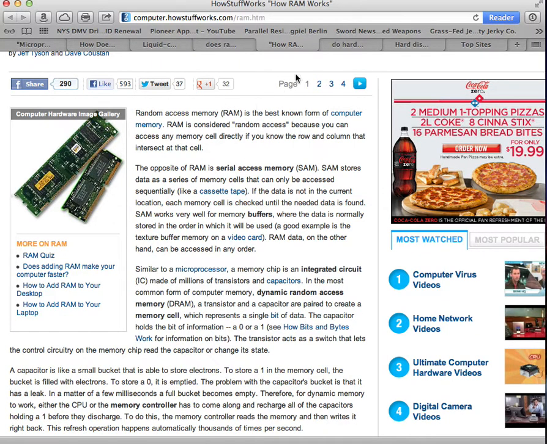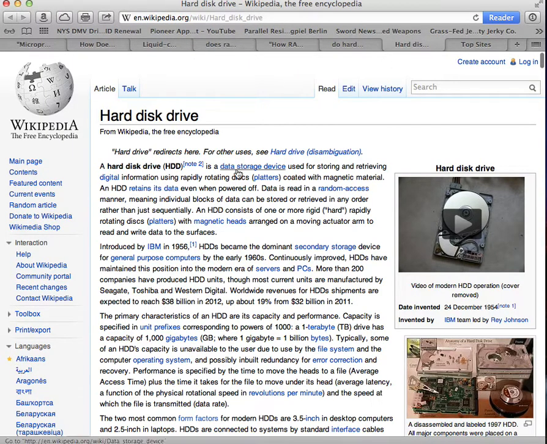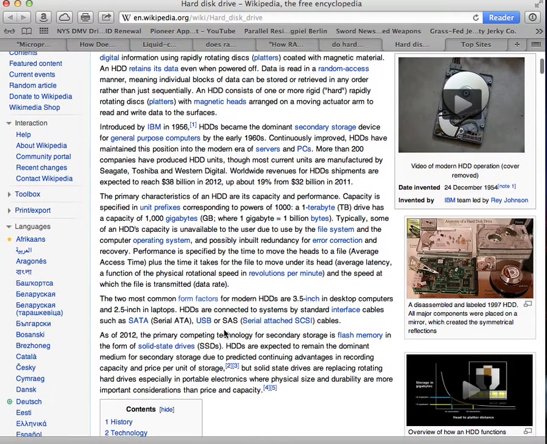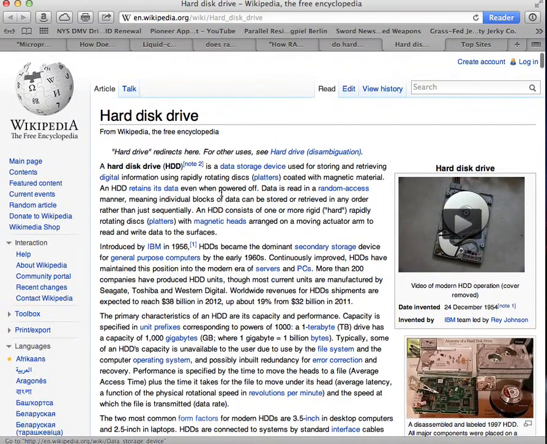So we can see the hard drive we use. It's a data storage device, and thank God for Wikipedia, by the way. Retrieving digital information. So again, we're using electricity, we're writing 1s and 0s. All of these things, the control of that board, everything is governed by physical laws.